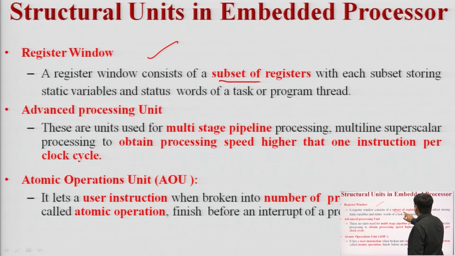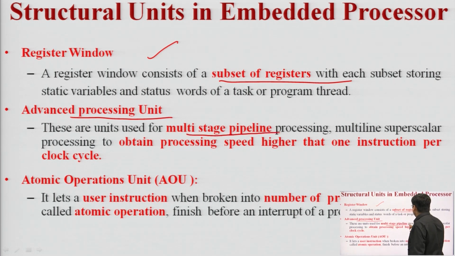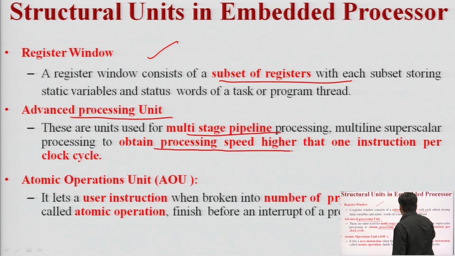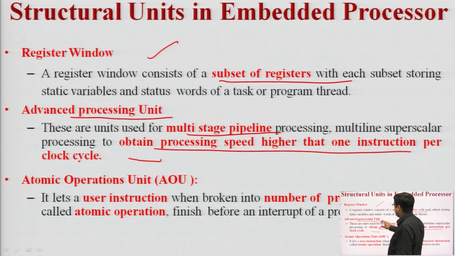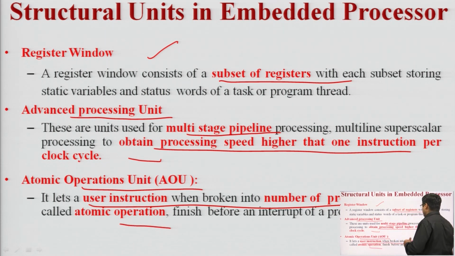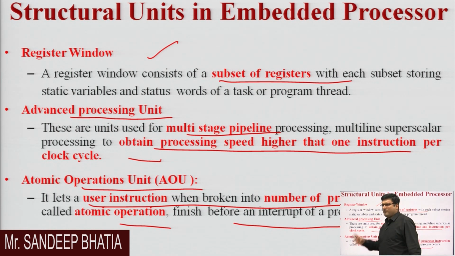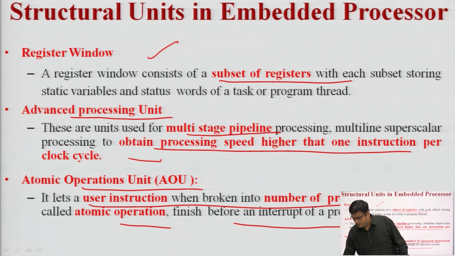It is basically a subset of registers. Okay, it has an advanced processing unit for multi-stage pipelining and to obtain processing speed higher than one instruction per clock cycle. So it has an advanced processing unit to carry out advanced operations. Okay. It has an atomic operation unit. It lets a user instruction be broken into a number of processor instructions, called an atomic operation. So atomic operation means a user instruction broken into a number of processor instructions to finish before an interrupt of a process occurs. So these are the various things that can be incorporated in any embedded system.